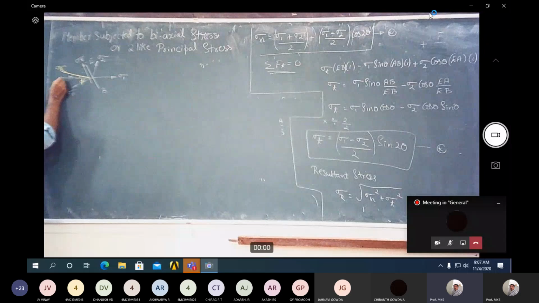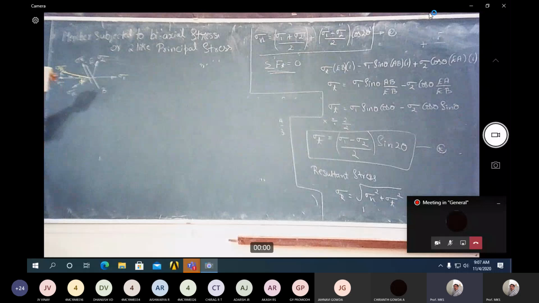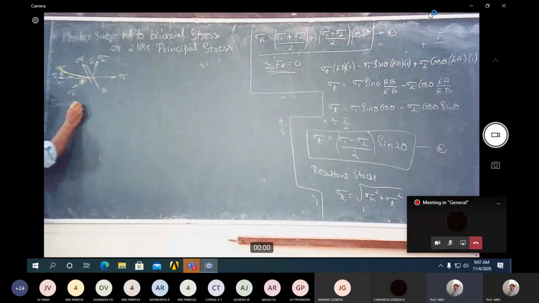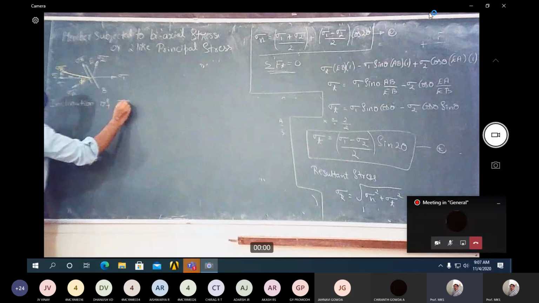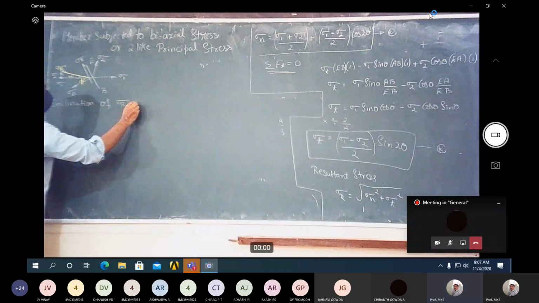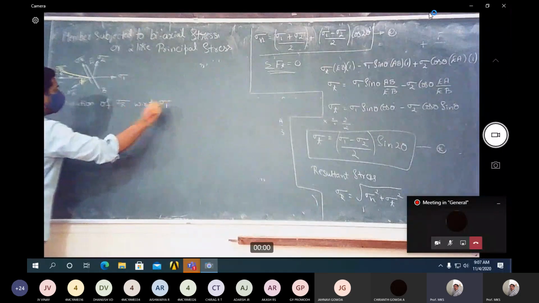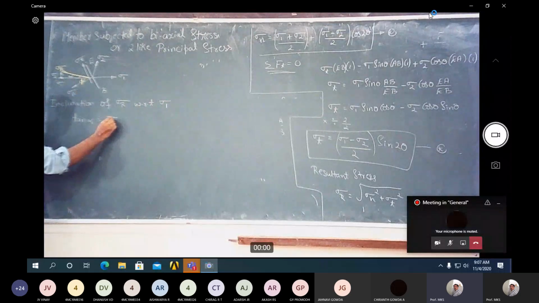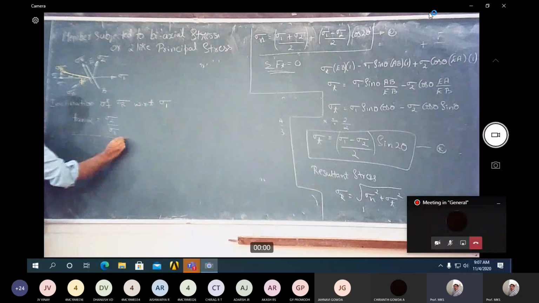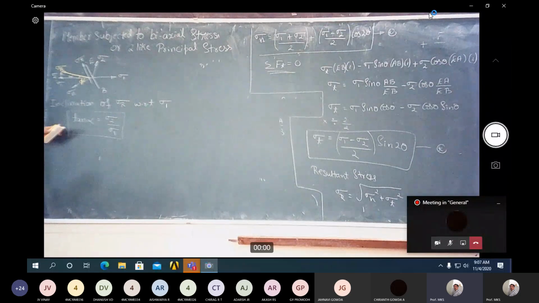So this will be sigma 1 and this vertical will be sigma 2. The inclination of the resultant stress with the principal stress is given by tan alpha, that is the inclination of sigma r with respect to sigma 1, the principal stress. Tan alpha is equal to opposite over adjacent, sigma 2 by sigma 1. So if asked in the problem, you also need to remember these equations.